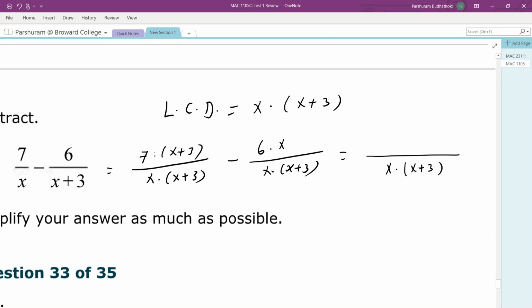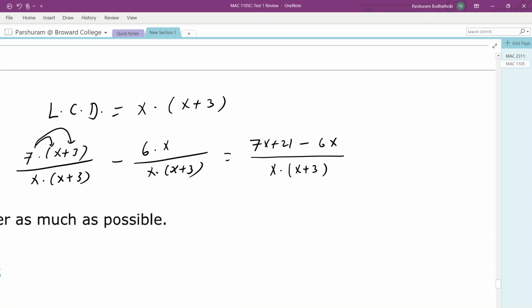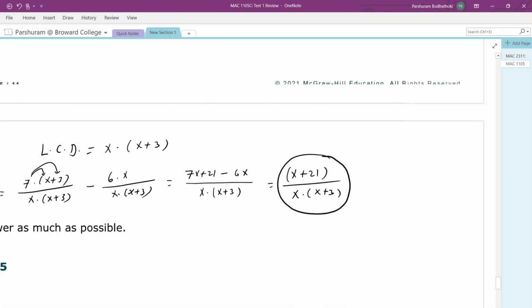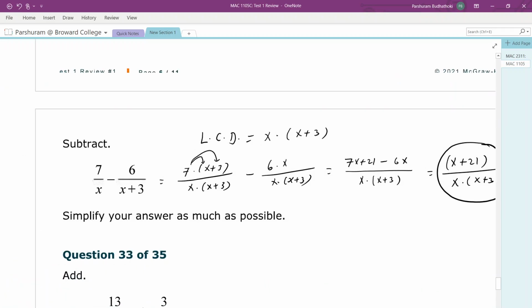So instead of writing two denominators, we can just write x times x plus 3, and on the numerator there is 7 times x plus 3, so we can distribute the 7 here, which gives us 7x plus 21 minus 6x. So 7x minus 6x is x, plus 21, over x times x plus 3. There is no common factor on the top and bottom, so this is the most simplified answer to this subtraction problem.